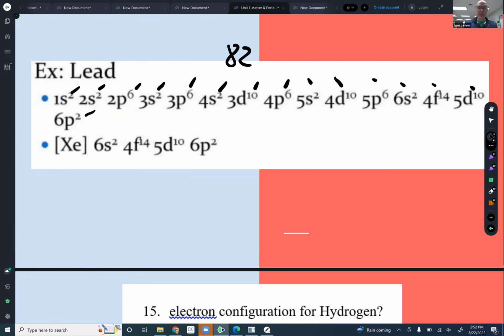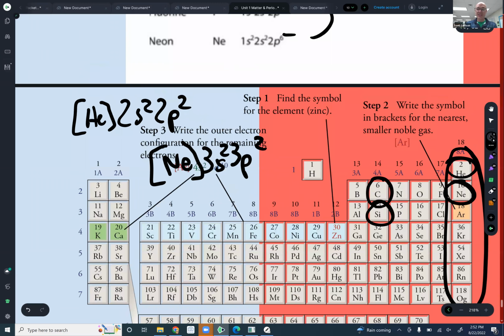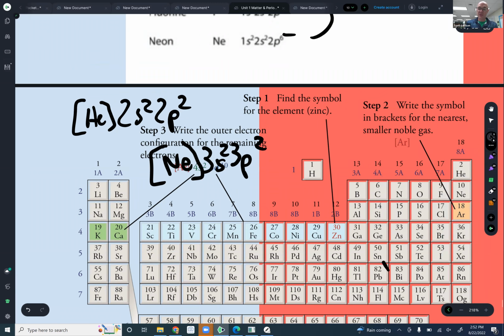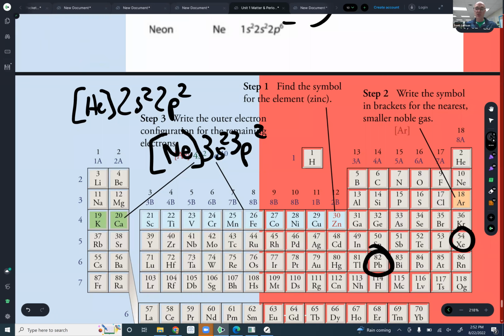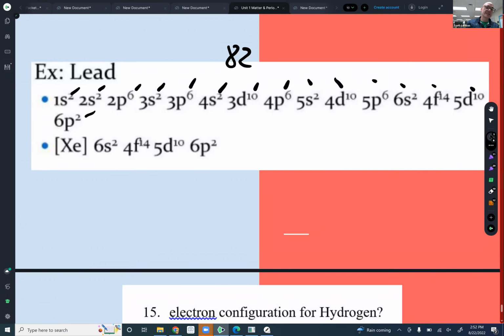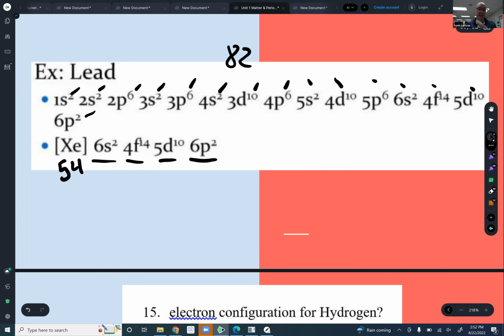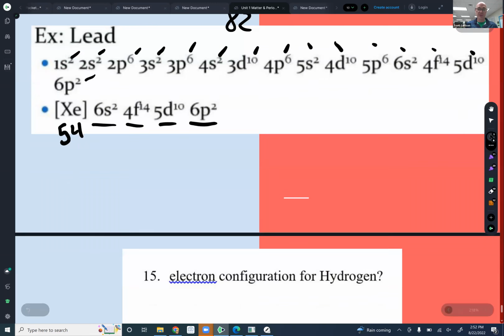Or what I could do is notice that lead is on the sixth energy level. So if I notice that lead is down here on the 6th energy level, that means that I could use the previously filled energy level xenon as a shortcut. So that's what I did. This represents 54 of the electrons. I add in the remaining electrons that are on the next row, the 6th energy level. So I finish the 5th, I add on whatever's left over in the 6th.